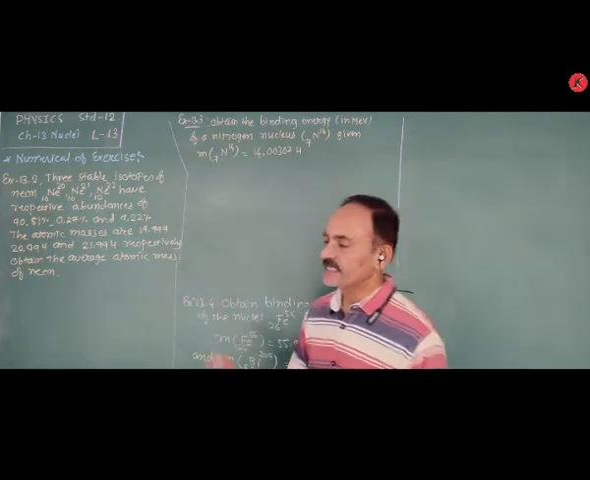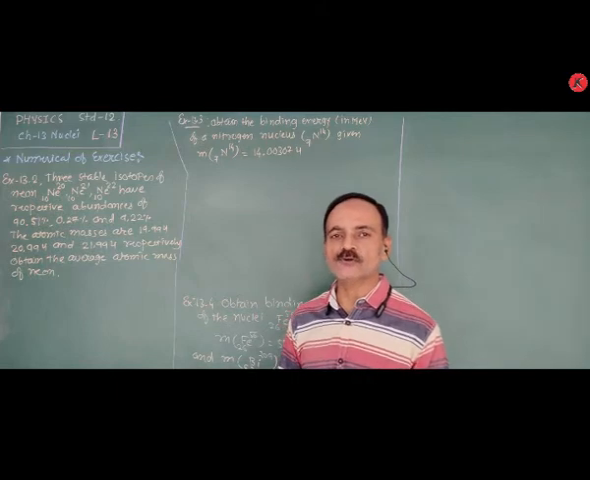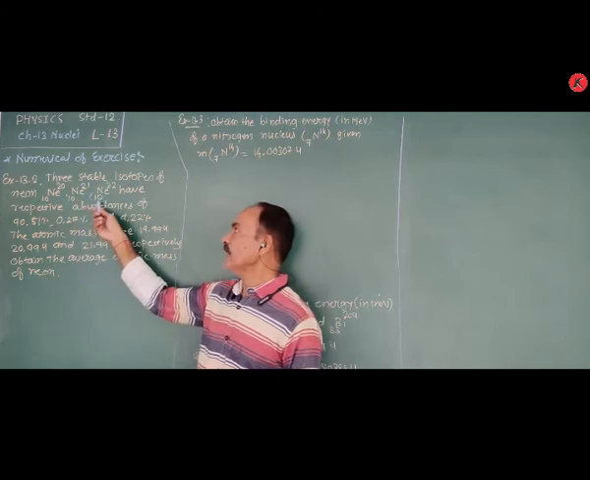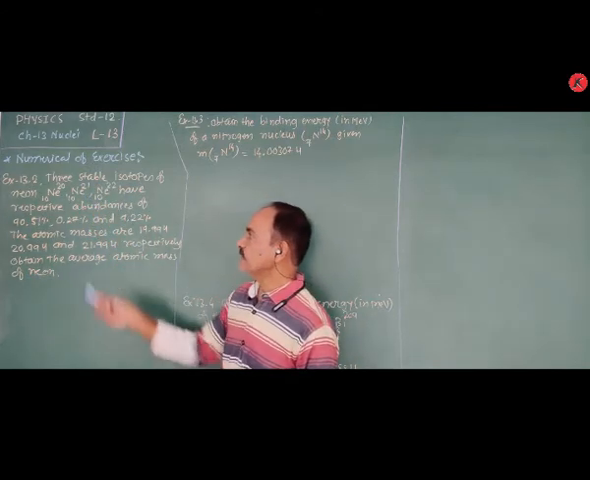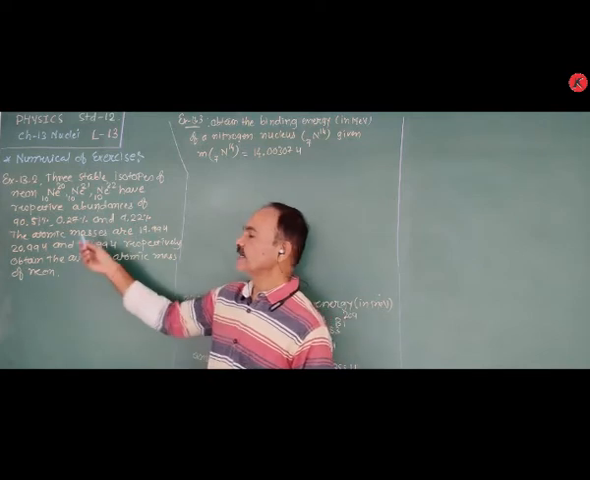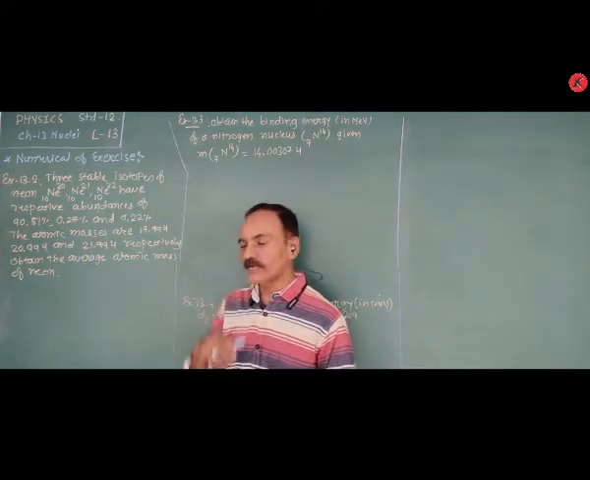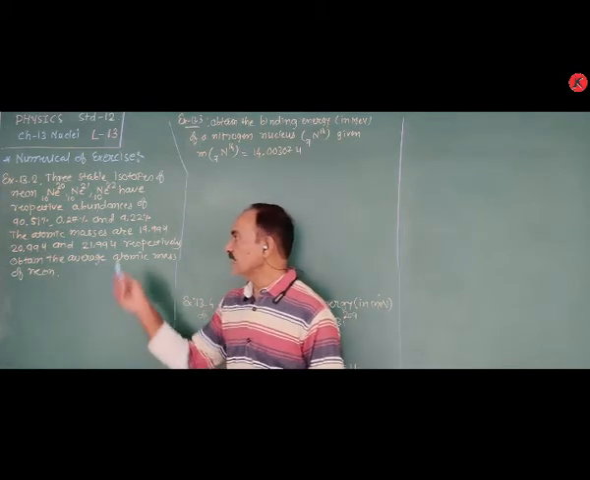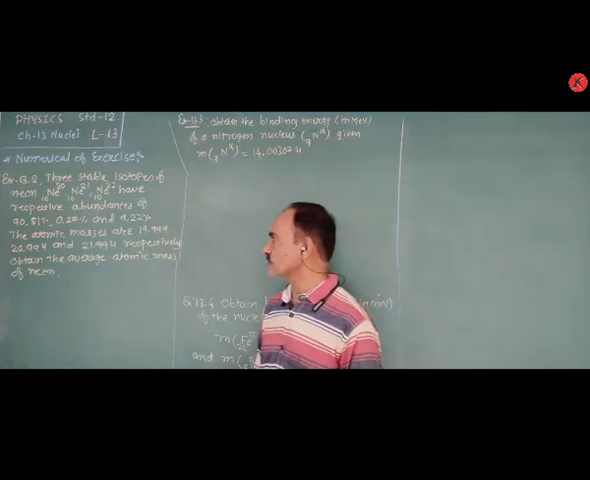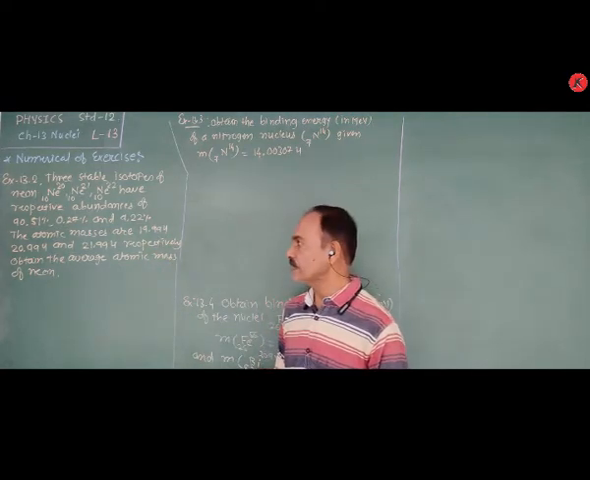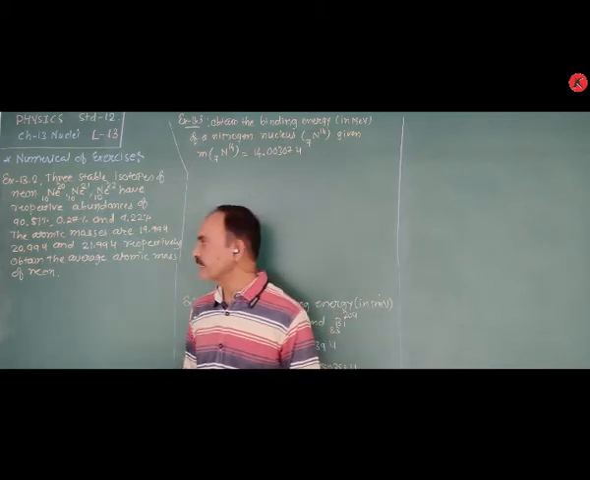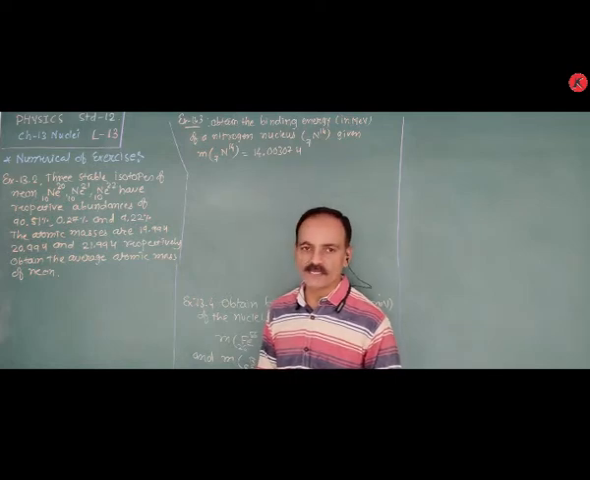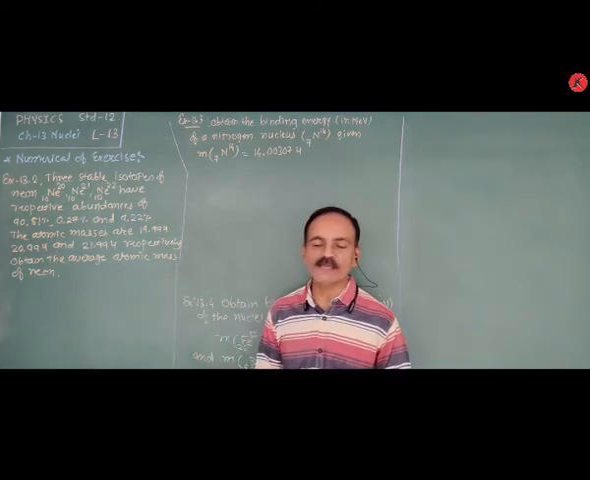The next numerical is 13.2. Here the three stable isotopes of neon are given: neon 20, 21 and 22. The respective abundances are 90.51%, 0.27% and 9.22%. The atomic masses of these isotopes are 19.99 atomic mass unit, 20.99 atomic mass unit and 21.99 atomic mass unit respectively. Obtain the average atomic mass of neon.